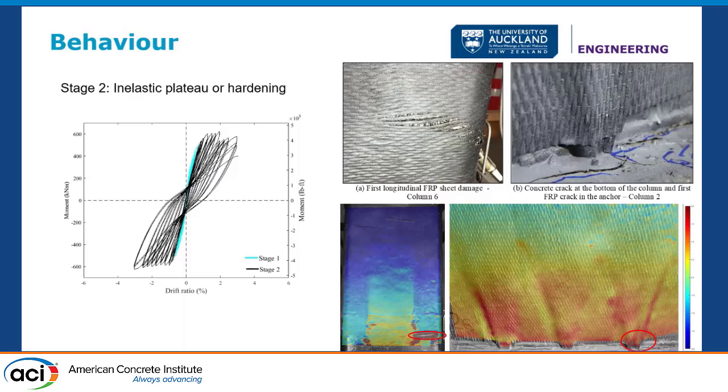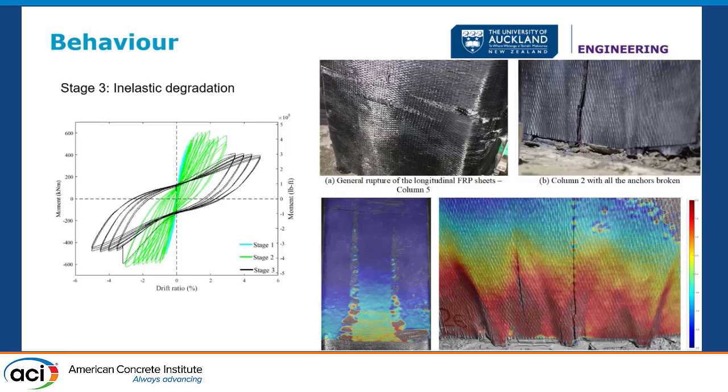And at that point is the maximum load. It cannot take any more load from that point on, and it starts dropping. Depending on the test, the anchor will break little by little, or more suddenly, depending on how the configuration of the FRP was. And then the as-built behavior is resumed.